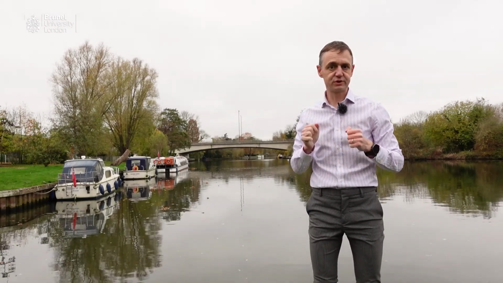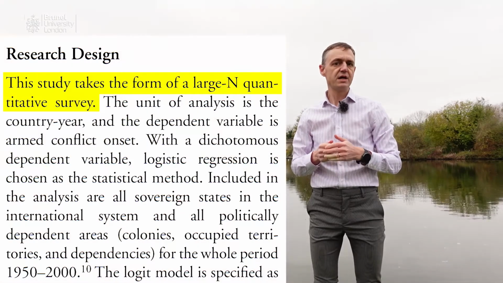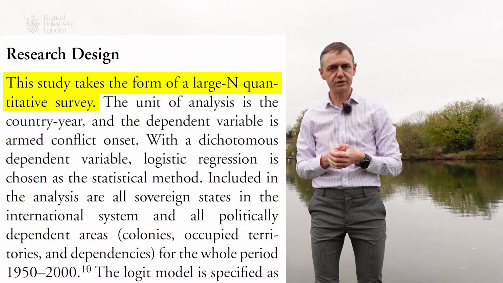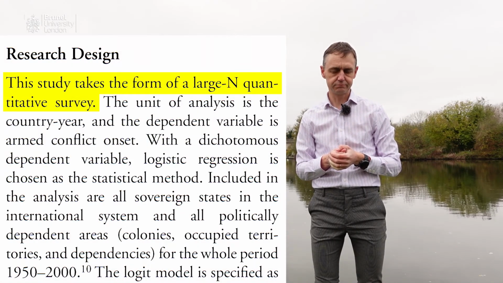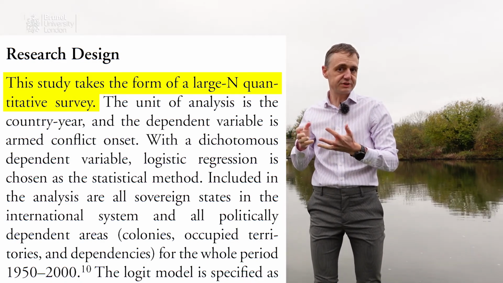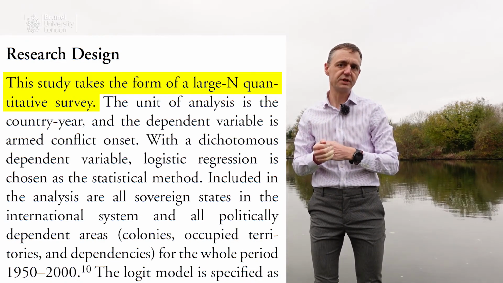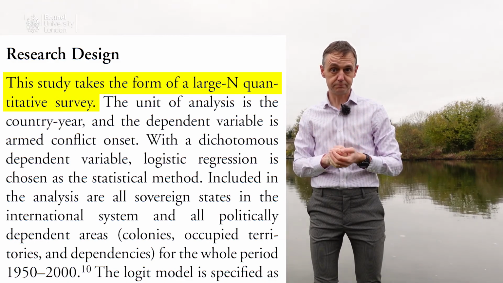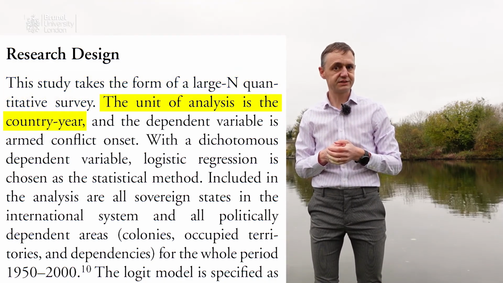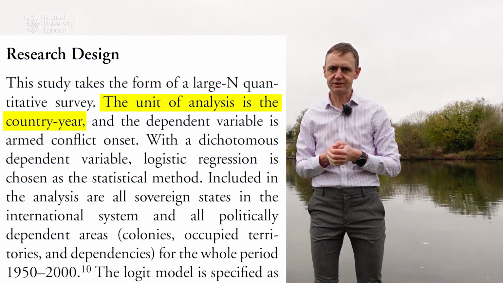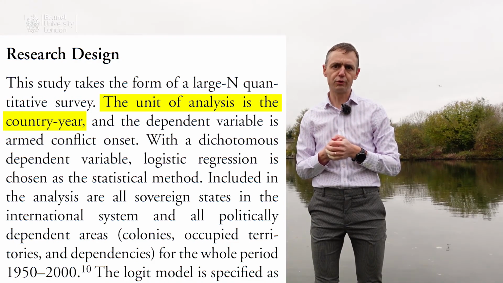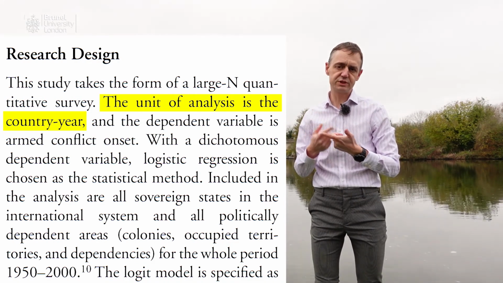Back to the paper for the research design. This study takes the form of a large N quantitative survey. What does that mean? Well, the quantitative part means we're dealing with numbers. The large N, lots of them. The unit of analysis is the country year. Now, that's interesting. It means we need to know two more things: which countries and which years.